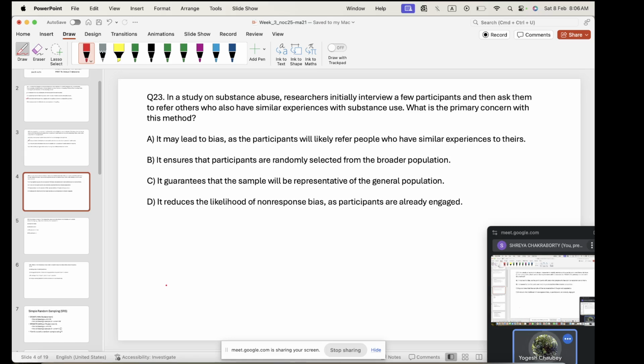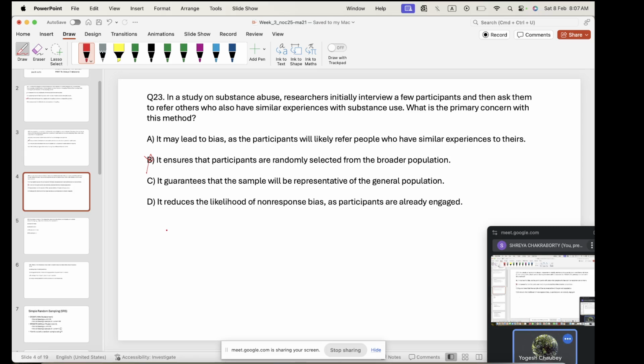A study of substance abuse researchers initially interviewed a few participants and then asked them to refer others. Reduces the likelihood of non-response bias as participants are already engaged. It shows the participants are randomly selected in the population as volunteers. So this is not true. Option B is not true because it's working on referrals. So B is absolutely not true. Yes, it can lead to bias, and participants will likely refer people who have similar experience to theirs.